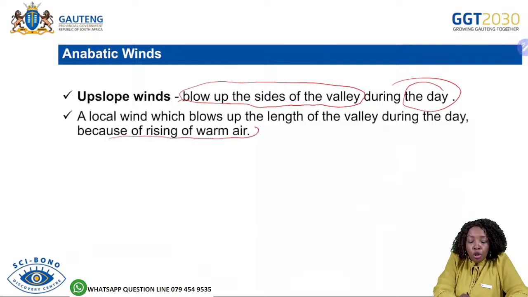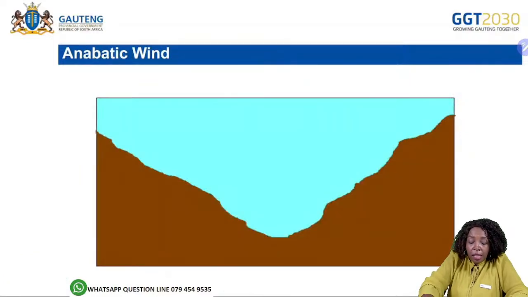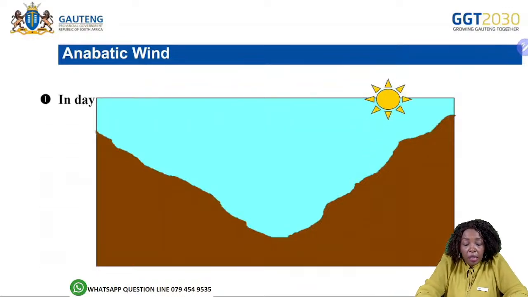So because of the warm air that we find on the surface, there is more convection during the day. The winds that would blow up the slope of the valley during the day would then result in what you call the anabatic winds. So here is just an illustration of how the anabatic winds develop.